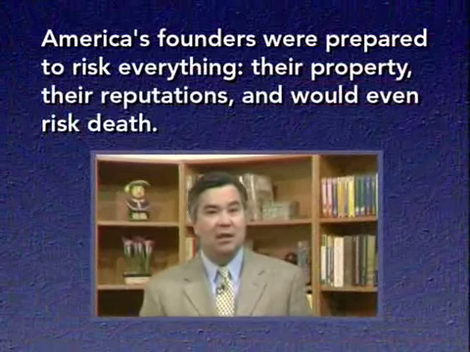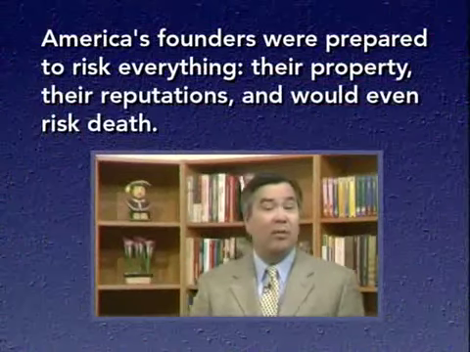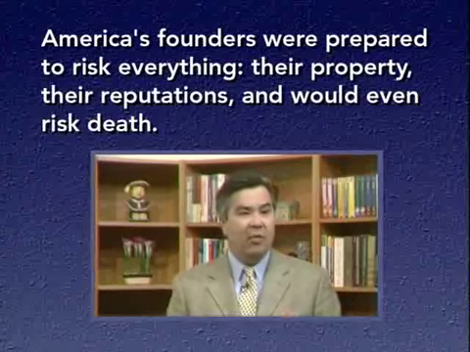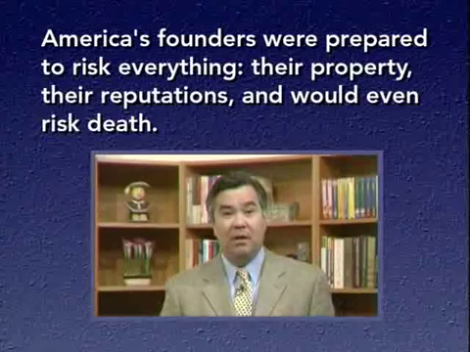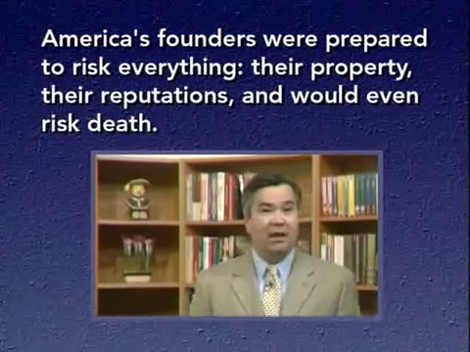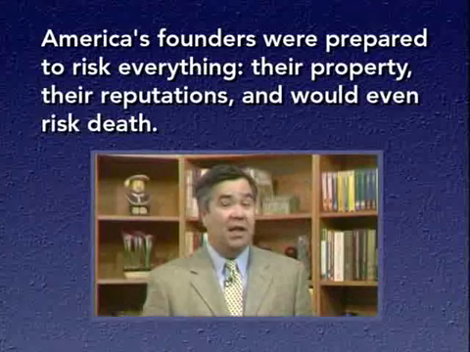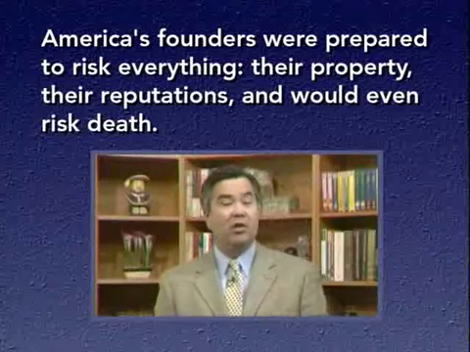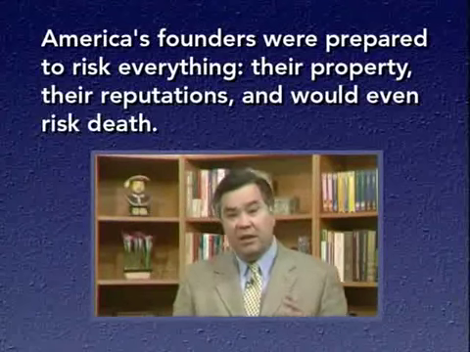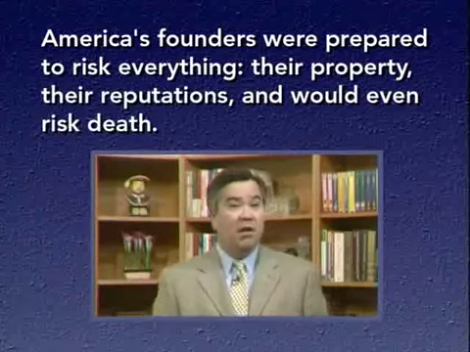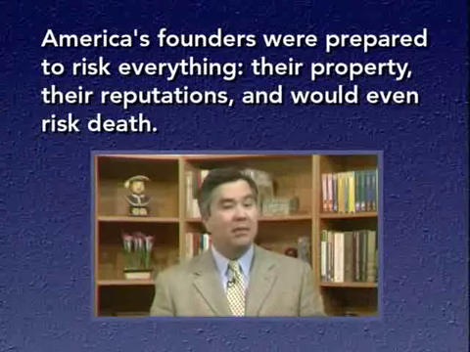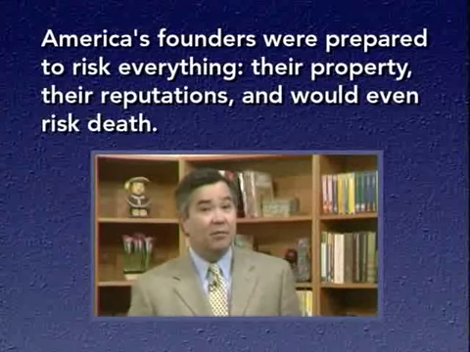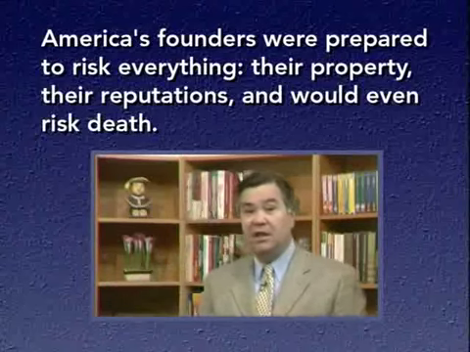Read this sentence. America's founders were prepared to risk everything: their property, their reputations, and would even risk death. Now, in this sentence, as you can probably recognize, 3 things are being listed. After the colon, the 3 things that are being listed are things that America's founders were prepared to risk. Now, since we have a list of 3 items here, we have 3 things that are similar in meaning, and therefore they should be set up in grammatically similar form. Has that been done?